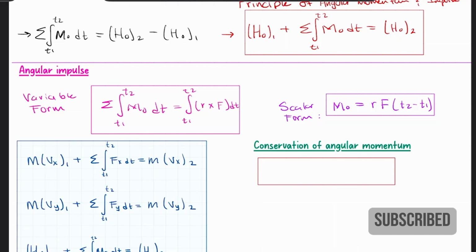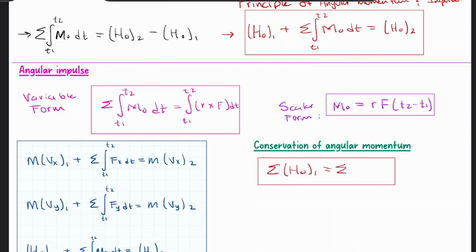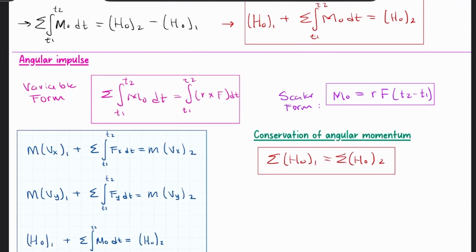And once again, we also have here the conservation of angular momentum. It will still try to be kept. So the angular momentum at state 1 must equal the angular momentum at state 2, considering that there are no non-conservative forces in our system.